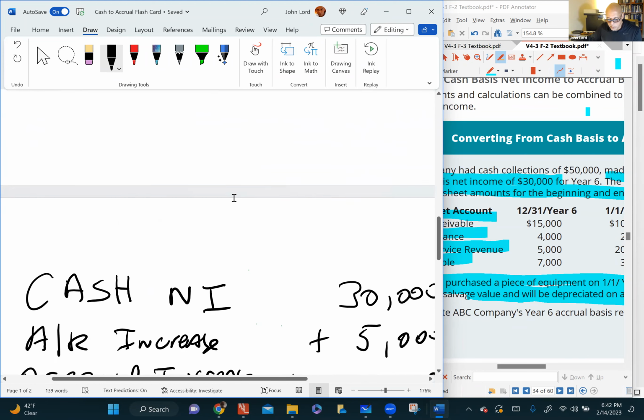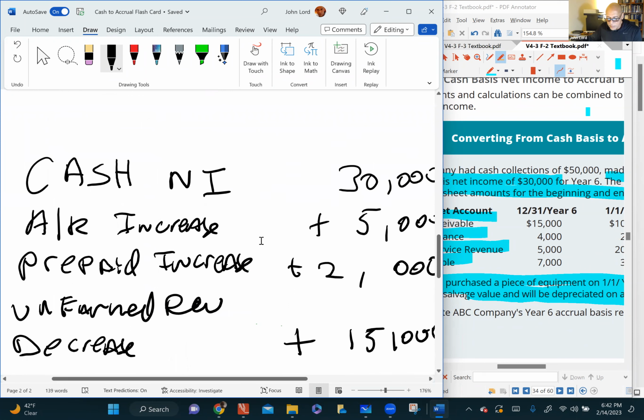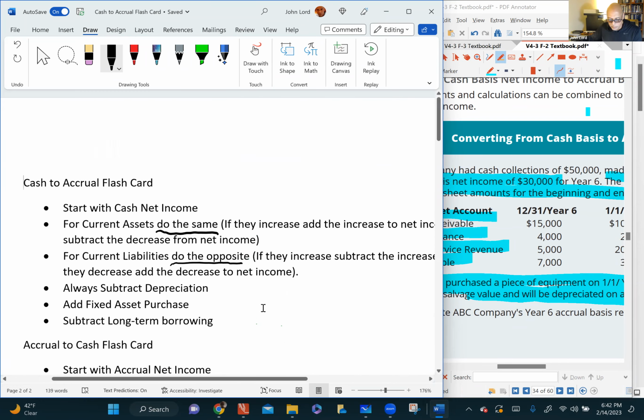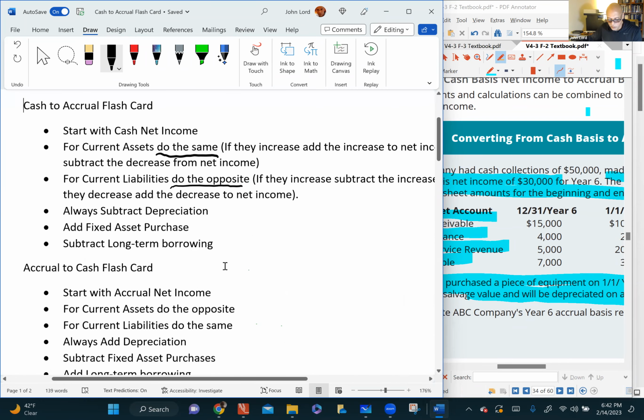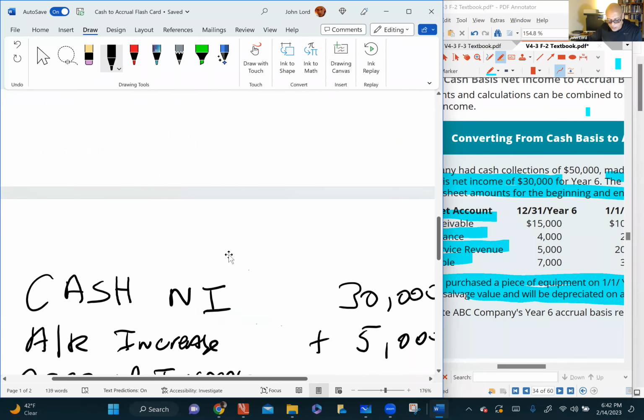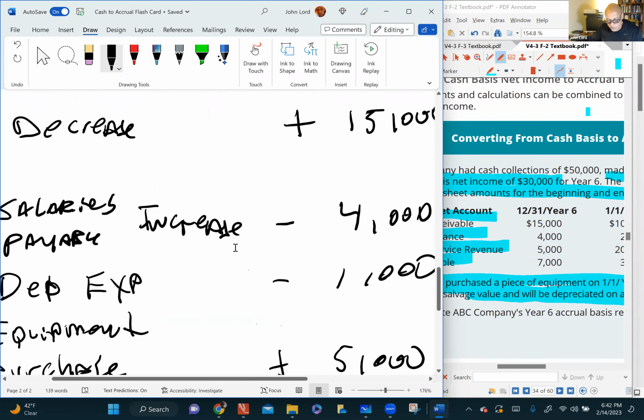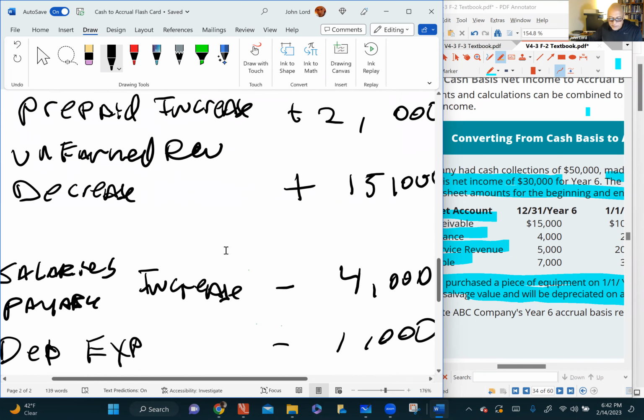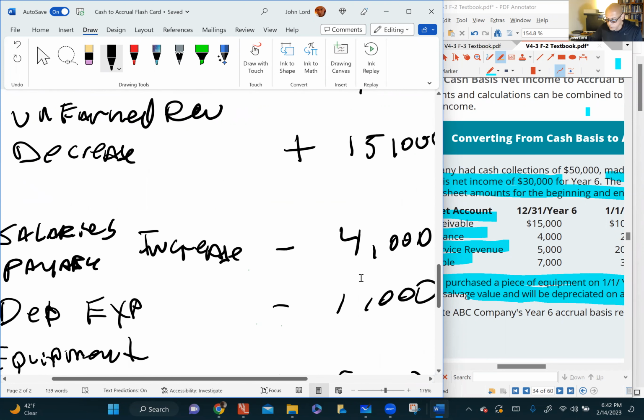So since the accounts receivable increased, I add it. The prepaid account increased, so I add it. The unearned revenue decreased. Unearned revenue is a liability, right? And so for liabilities, I do the opposite. So since it decreased, I'm going to add it. My salaries payable increased. Since salaries payable is a liability, I do the opposite. I subtract it. I always subtract depreciation.